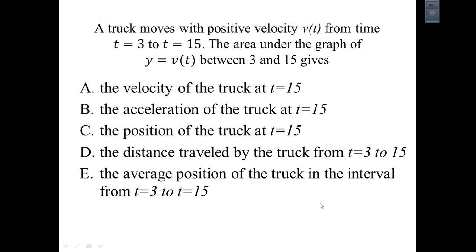All right, a truck moves with positive velocity, v of t, from time t equals 3 to t equals 15. The area under the graph of y equals v of t between 3 and 15 gives what? The velocity of the truck at t equals 15, the acceleration of the truck at t equals 15, the position of the truck at t equals 15, the distance traveled by the truck from t equals 3 to t equals 15, or the average position of the truck in the interval from t equals 3 to t equals 15.